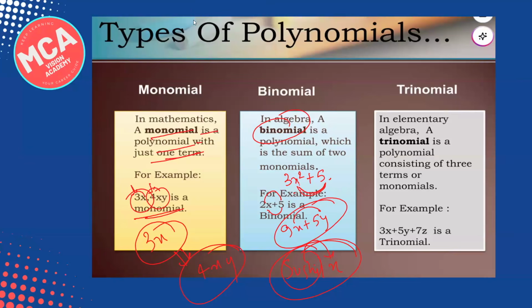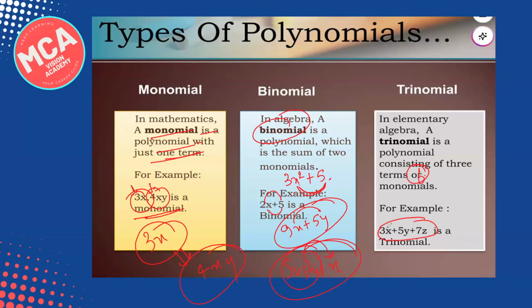Then we come to trinomials. A trinomial is a polynomial consisting of three terms, or three terms of monomials. It is like of monomials like this. Now, how many terms are there?